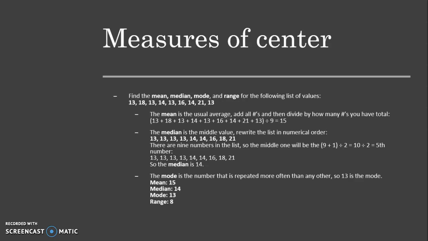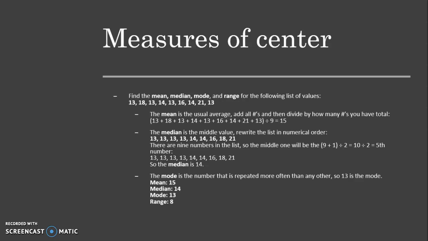So the measures of center. That kind of sounds hard, but honestly, it's probably the most straightforward and simple part of data analysis. It's just sets of numbers, and you find the mean, the median, the mode, and the range. So there's nine numbers here, right?